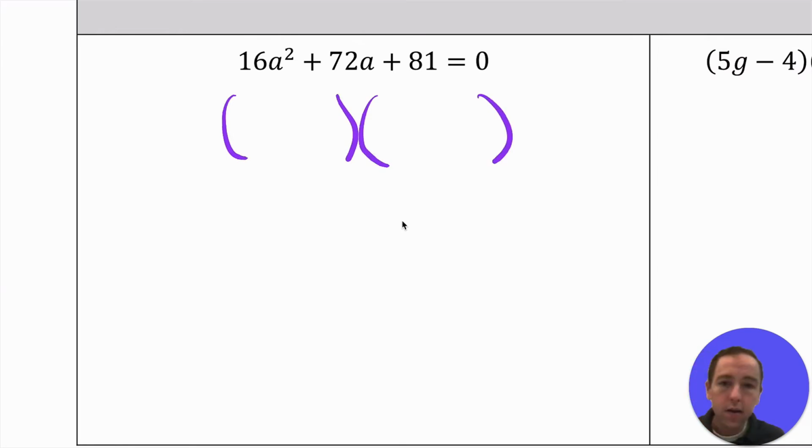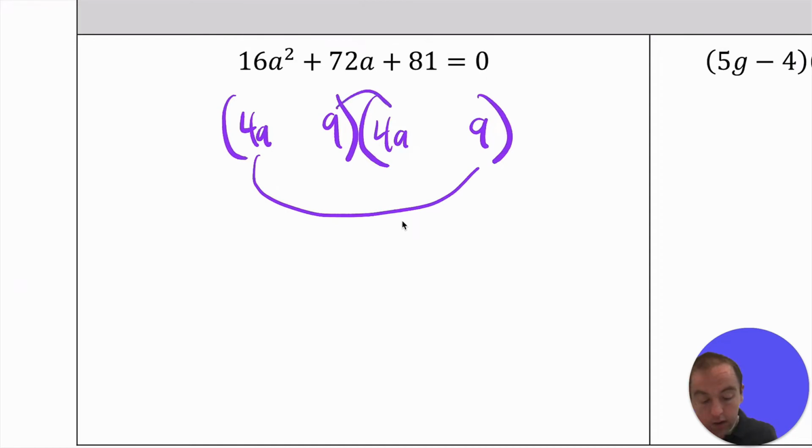You'll notice that 16a squared at the beginning is 4a times 4a, and 81 is 9 times 9, so you might guess that it might be 4a and 9 and 4a and 9. But you have to check to make sure that there really would be a 72 from that, if you do 36a plus 36a, and indeed it does work out that way.